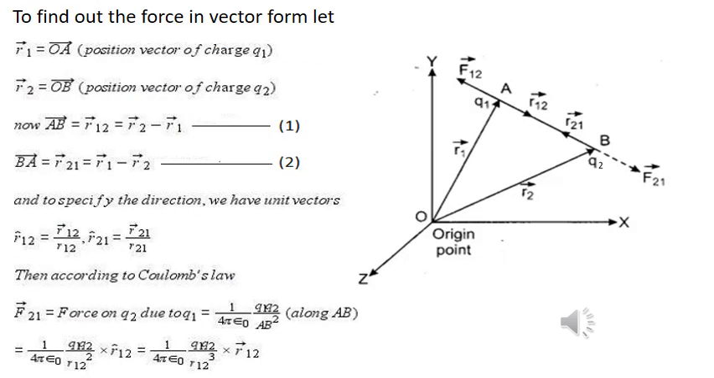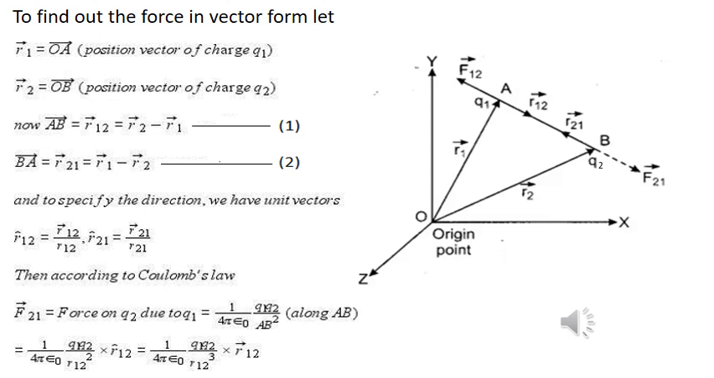Let us write the expression of Coulomb's law in vector form. Let us consider Q1, Q2 are 2 point charges situated in free space at a distance r. Vector r1 and vector r2 are the position vectors of Q1 and Q2 from the origin O. F12 is the force acting on charge Q1 due to Q2 from B to A, and F21 is the force acting on charge Q2 due to Q1 from A to B.